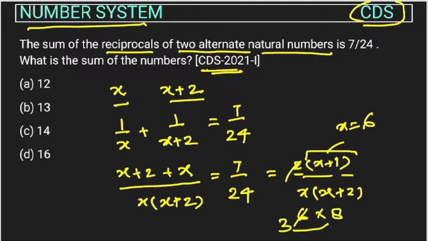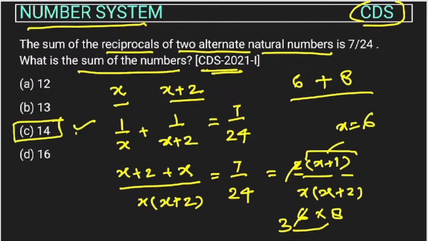So if we are taking x as 6, this equation is getting satisfied. So one number will be 6 and another will be 8, right. They are asking what is the sum of the numbers. So the sum of the numbers will be 6 plus 8, which is 14. So the answer is option C. Okay.